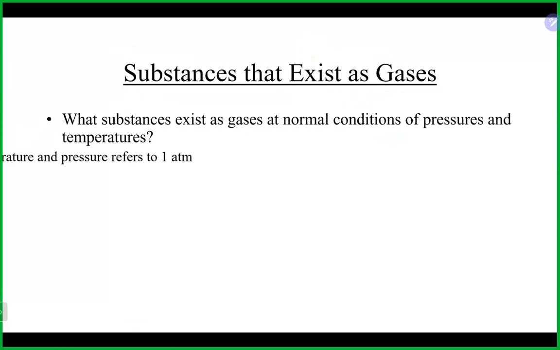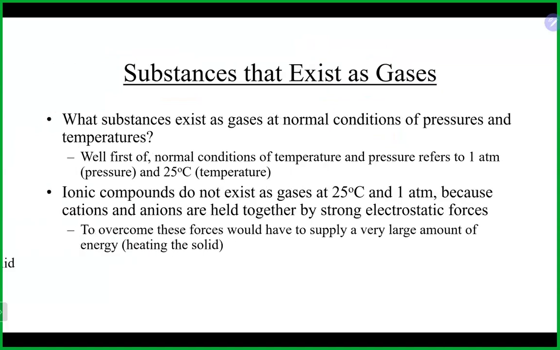So a reminder that substances that exist as gases under normal conditions, pressures and temperatures, and when we talk about everyday conditions of pressures and temperatures, that is usually 1 atm, which is an atmosphere, again, a unit of pressure, and basically 25 degrees Celsius. So as you go through chemistry, you'll look up values in tables and stuff like that. That's the standard conditions for everyday normal conditions of 25 degrees Celsius and 1 atmosphere.